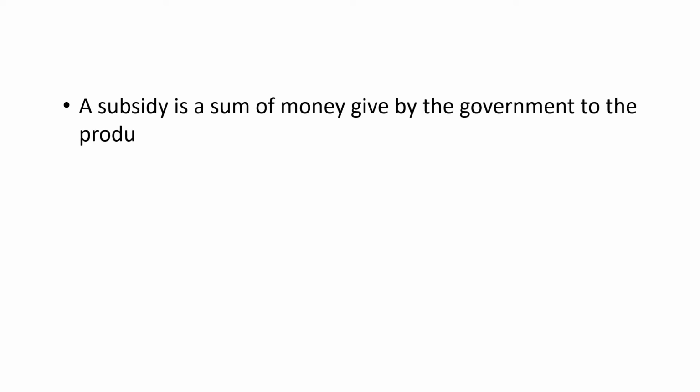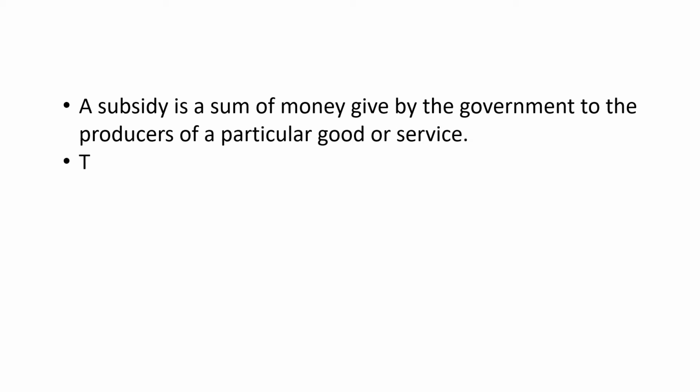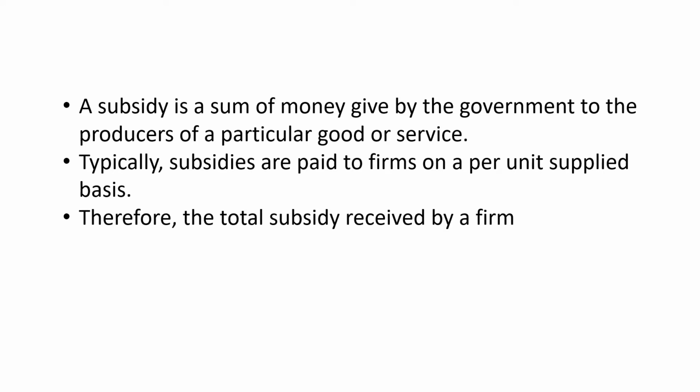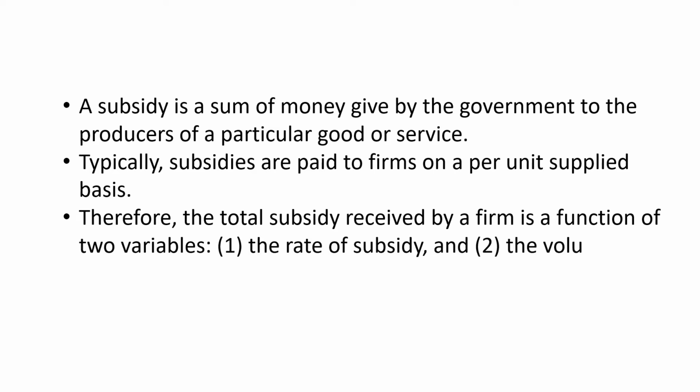A subsidy is a sum of money given by the government to the producer of a particular good or service. Typically, subsidies are paid to firms on a per unit supplied basis. Therefore, the total subsidy received by a firm is a function of two variables. The first of these variables is the rate of subsidy, and the second is the volume or quantity of goods produced that are attracting the subsidy.